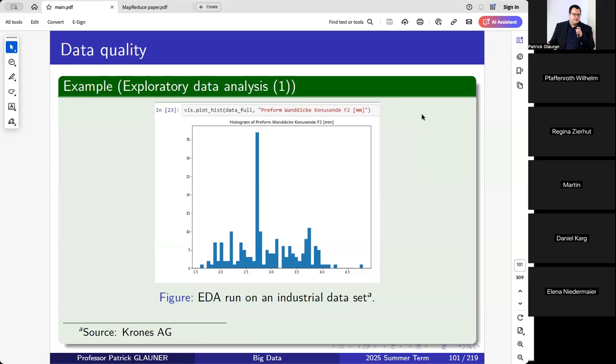So it's special purpose machinery, which typically leads to lots of manual work for engineers and designers, and we advanced AI to automate some of that work, to also do design of machines faster and better. What I see here is from stretch blow molding machines that stretch blow mold bottles. And there is a variable called preform wanddicke Konusende. German and English words mixed.